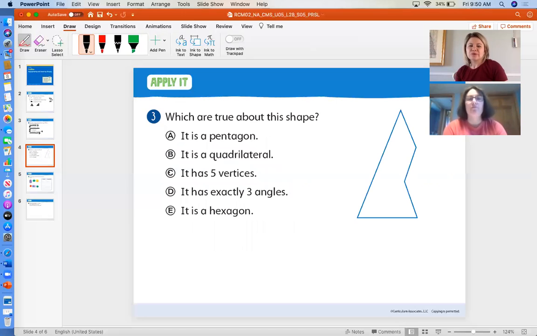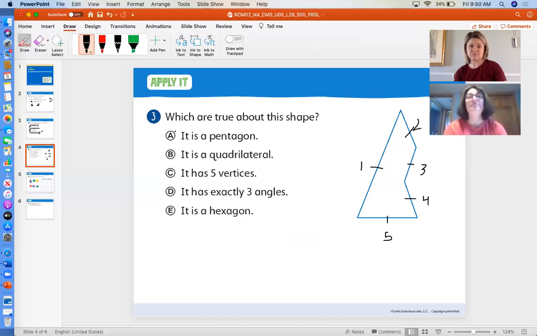Okay. Which are true about this shape? Ooh, I think I have to look at my shape for a second, okay? I'm going to go ahead and label some things. I have 1, 2, 3, 4, 5 sides, 5 vertices, and 5 angles. So what has 5, 5, and 5? What a pentagon. Okay, so let's see what's true.